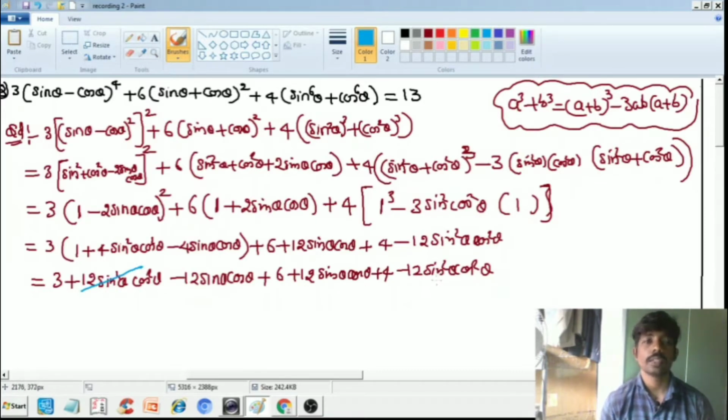Here plus 12 sin square cos square minus 12 sin square cos square cancel. Next minus 12 sin theta cos theta plus 12 sin theta cos theta cancel. Remaining is 3 plus 6 plus 4. Answer is 13, which is nothing but RHS. LHS is equal to RHS. Hence done. Next question.